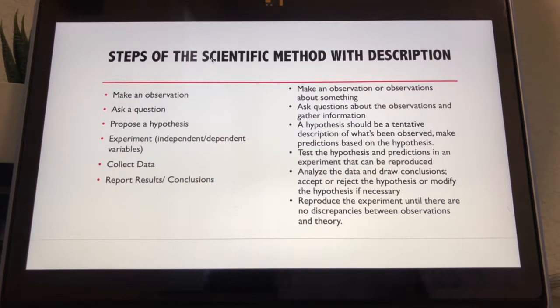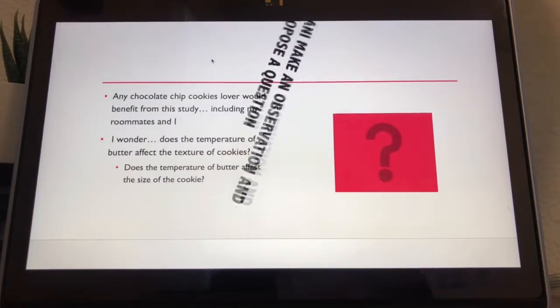So first and foremost, making an observation or observations about something, asking questions about the observations and gathering information. Third, a hypothesis should be a tentative description of what's been observed, making predictions based on the hypothesis. Next is testing the hypothesis and predictions in an experiment that can be reproduced. Next is analyzing the data and drawing conclusions, accepting or rejecting the hypothesis or modifying the hypothesis if necessary. And last is reproducing the experiment until there are no discrepancies between observations and theory, which you'll actually be able to see along that I put this to the test, which was super fun.